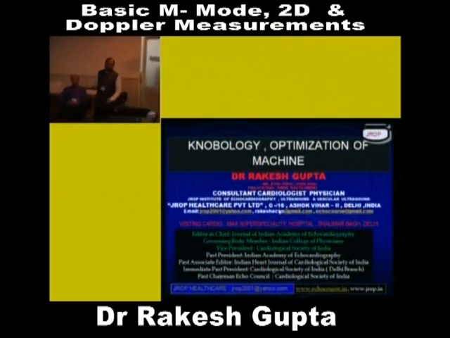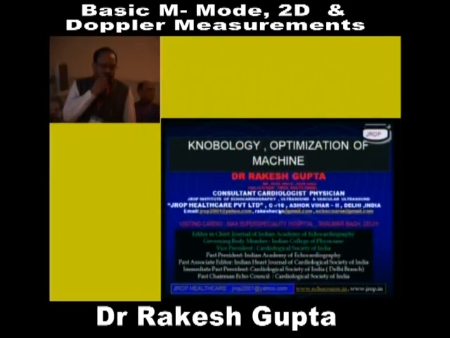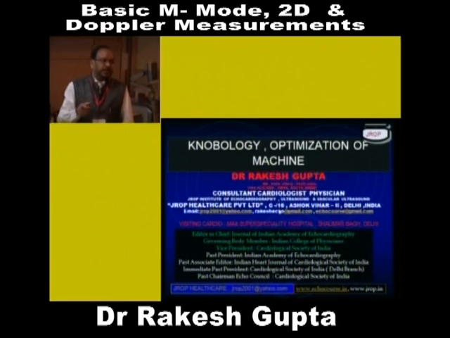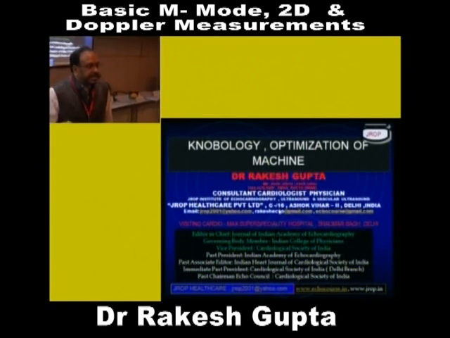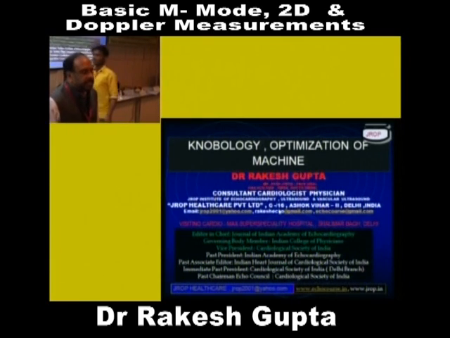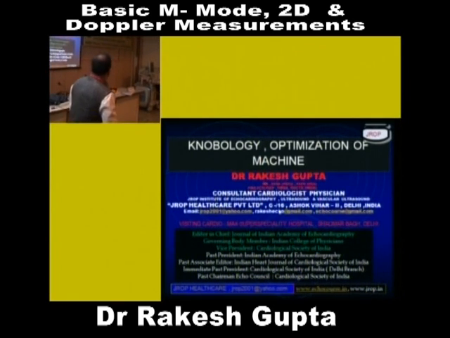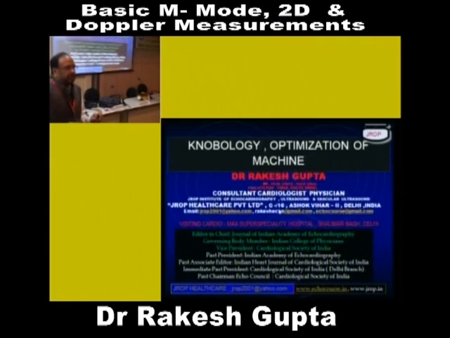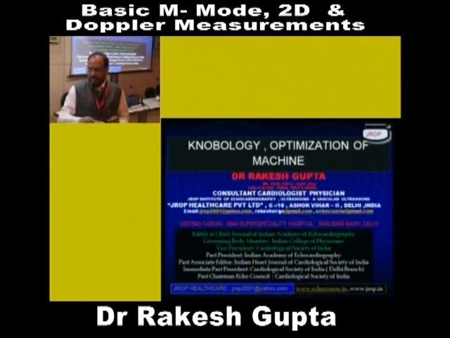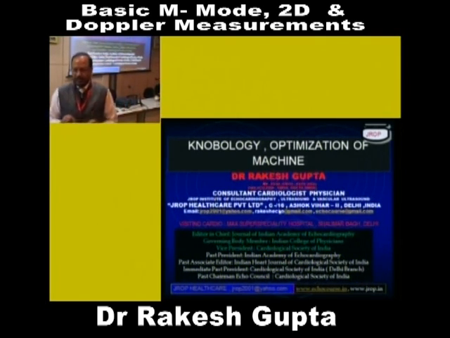Suppose tomorrow you go for a hands-on session, then I'll say increase depth, reduce depth, increase gain, reduce gain, increase TGC, reduce TGC. So what are all these words? And what are the systems available on a machine? Only the fact is, from machine to machine, vendor to vendor, things are a little different, but they are ultimately the same. Correct? So this is what we call knowledge and optimization of machines. Let's focus on a system now.